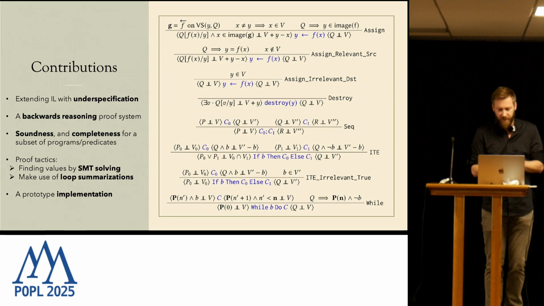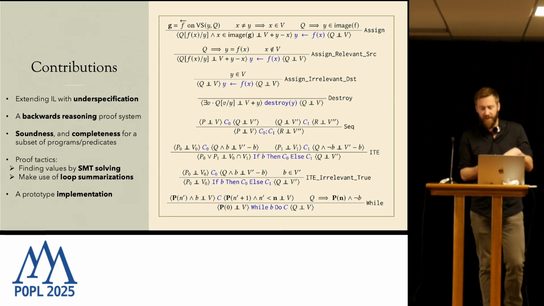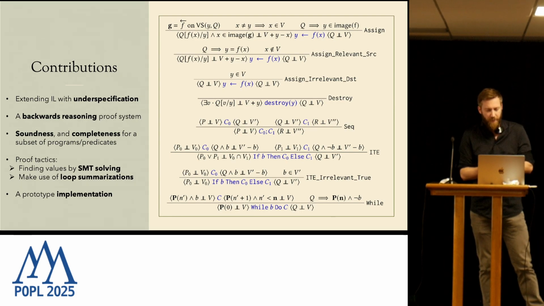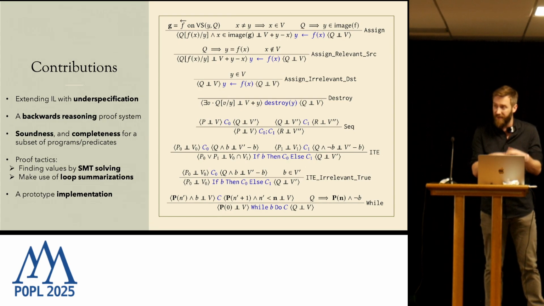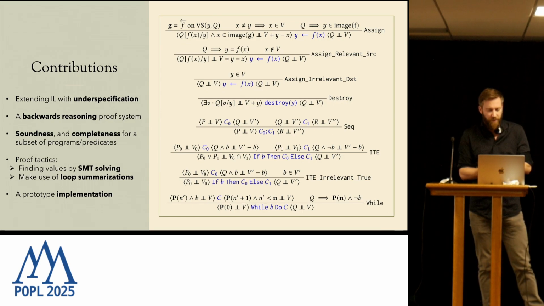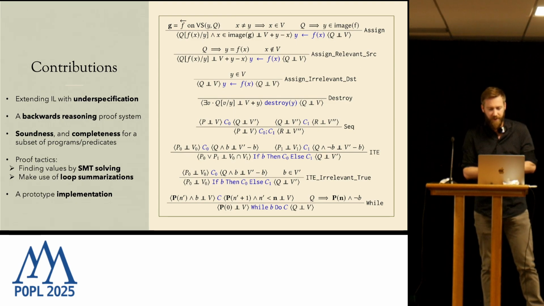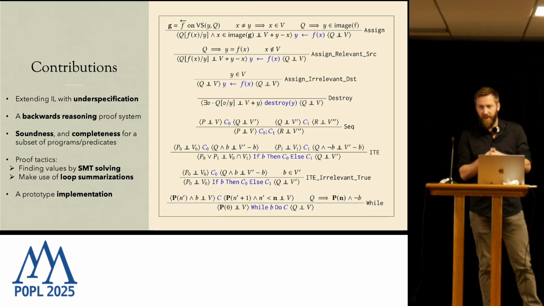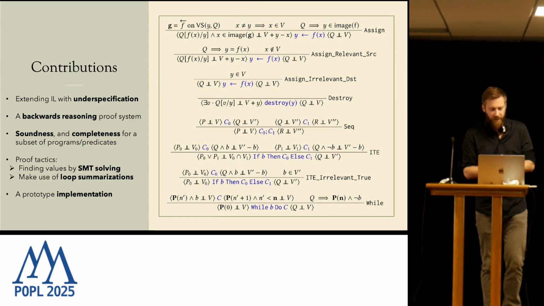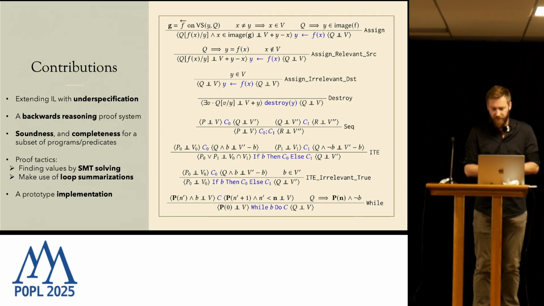Finally, in order to put this in practice, we have defined some proof tactics. One of them has to do with finding the right values to instantiate these rules. And we show how SMT solvers can be used for that. And the other one is how to treat loops. And I'll talk about that a bit more. Finally, we have an implementation of a prototype and applied it to get some experimental results.